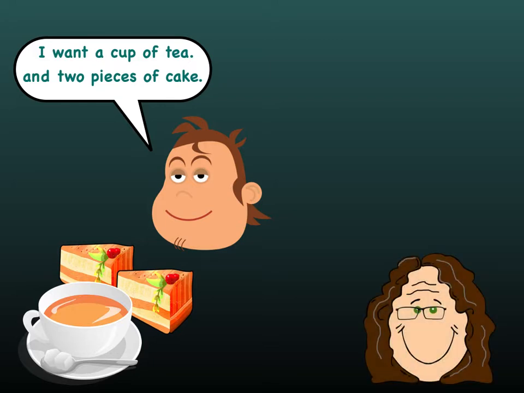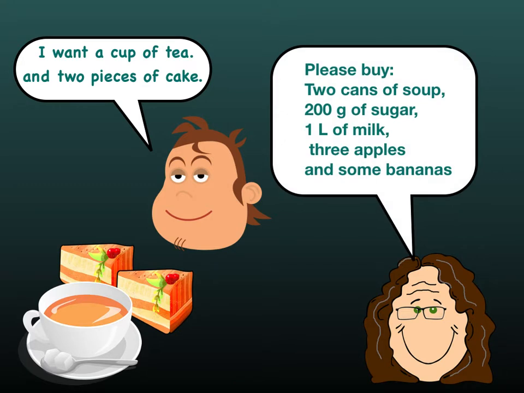And here is a woman asking someone to go shopping. She wants 2 cans of soup, 200 grams of sugar, 1 liter of milk, 3 apples, and some bananas. So you can see that there is a mix of countable and uncountable items.